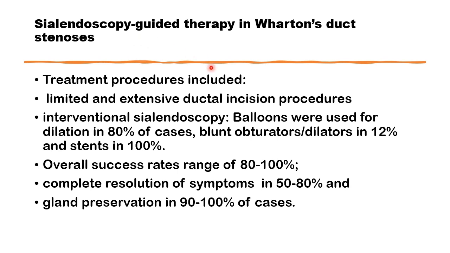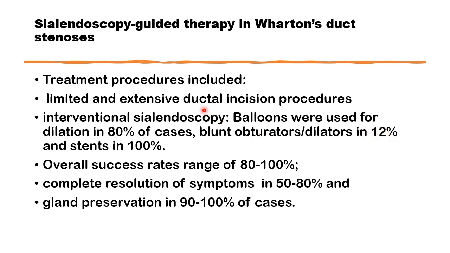The treatment options include ductal incision in most of the cases if the duct can be accessed through the oral cavity, or interventional sialoendoscopy with balloons in about 80% of the cases, and bougienage or laser in 12% of the cases.